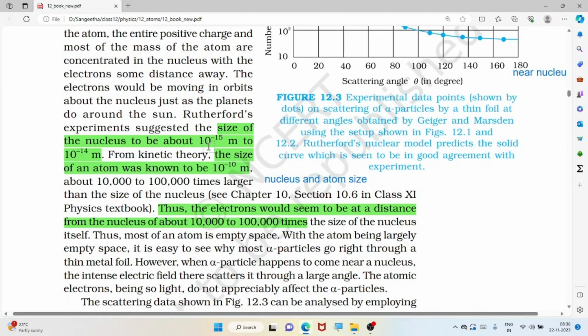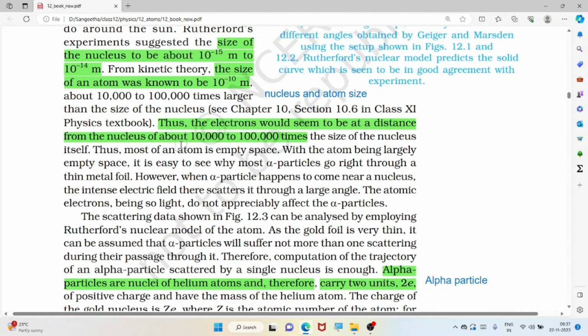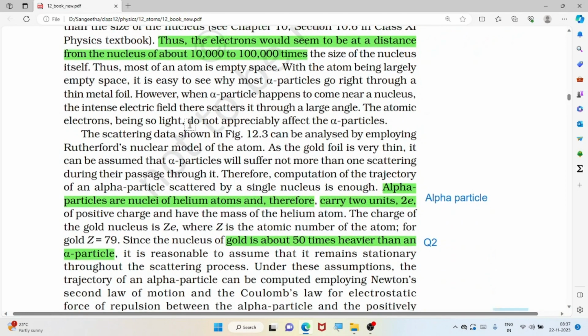The size of the nucleus and the size of the atom are given here. The atom is approximately this size, and this is the nucleus size. That means the electrons would be at a distance from the nucleus of about 10,000 to 1 lakh times the size of the nucleus. That means most of the atom is empty, with only the nucleus at the center and the electrons far away from it.